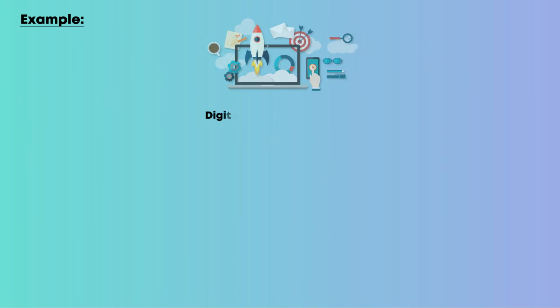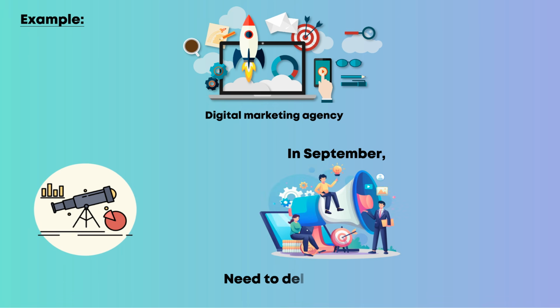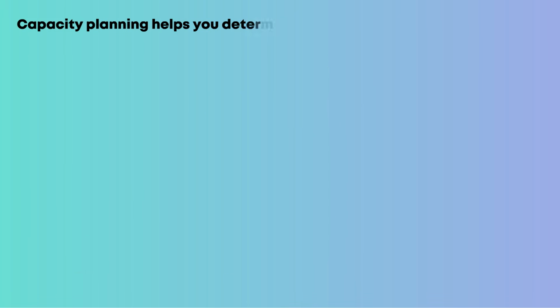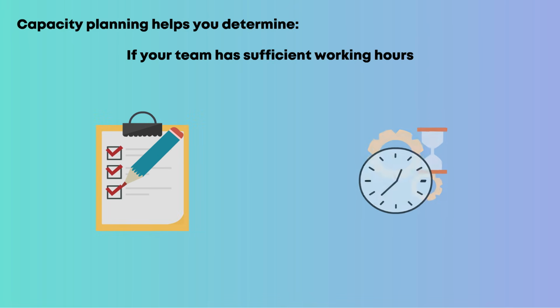For example, imagine you run a digital marketing agency. You forecast that in September, your team will need to deliver 10 new campaigns. Capacity planning helps you determine if your team has sufficient working hours to complete all tasks on time.